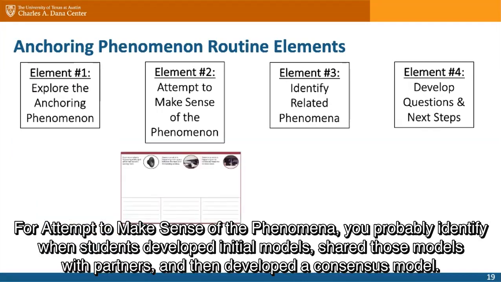For our attempt to make sense of the phenomena, you probably identified when students developed initial models, shared those models with partners, and then developed a consensus model.